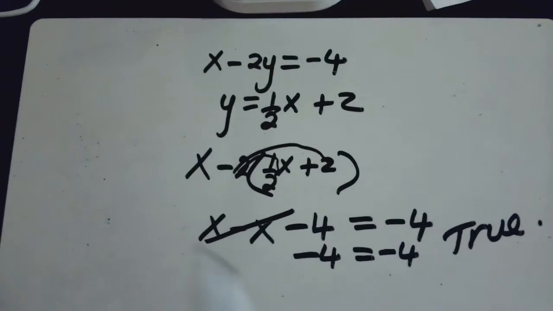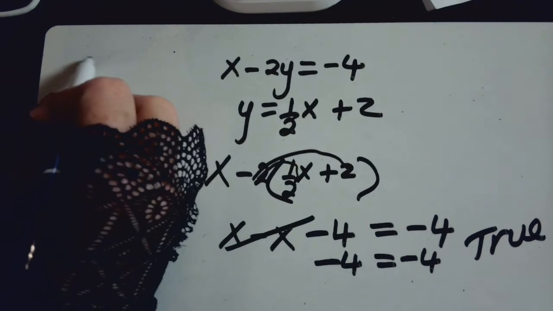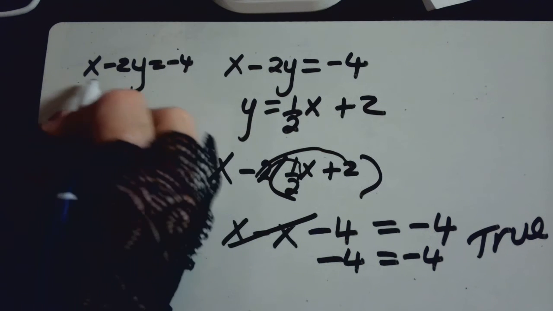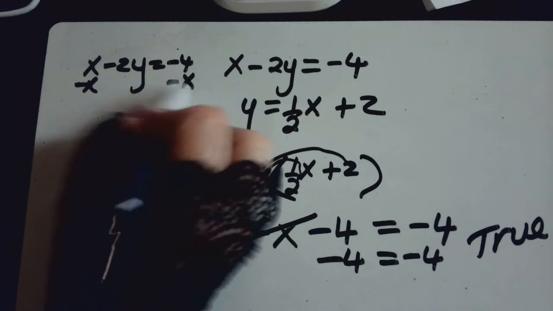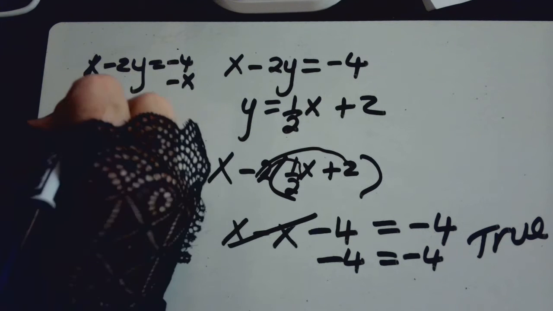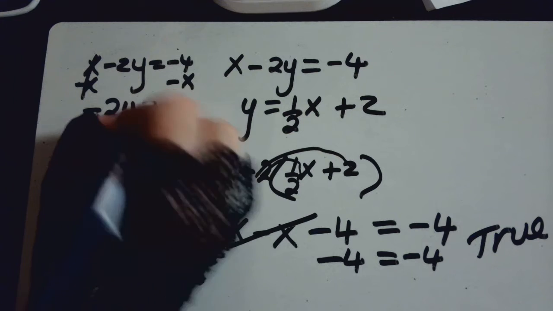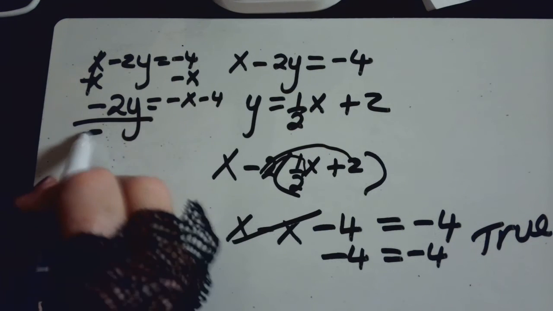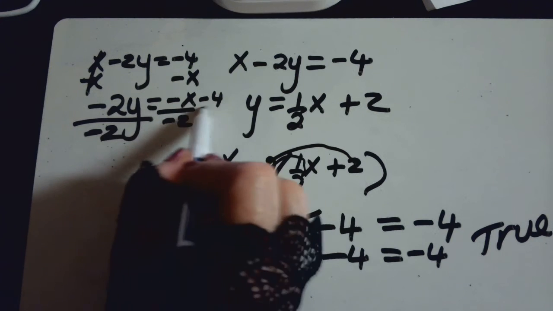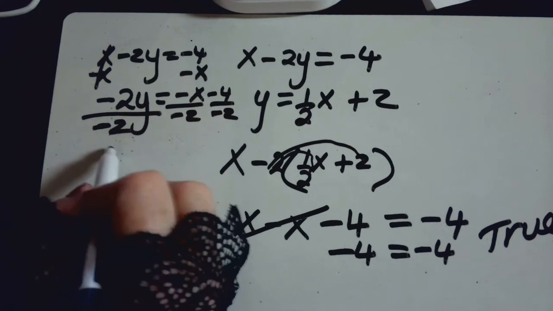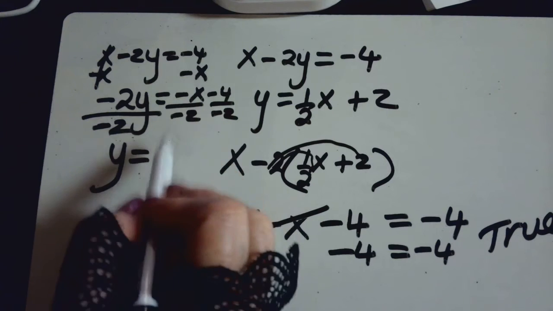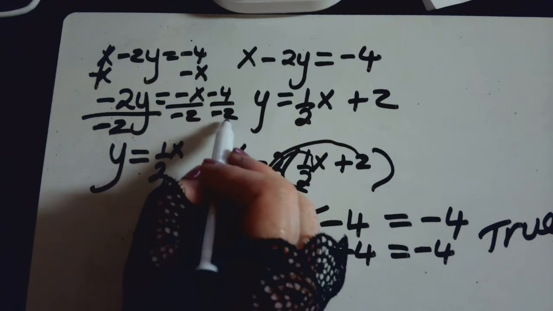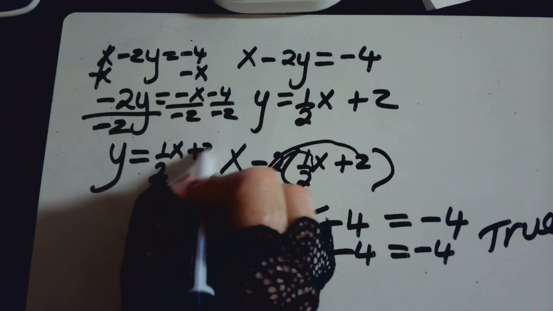But let's go ahead and do it. So I've got it right here. So x minus 2y equals negative 4. Subtract x, subtract x. Negative 2y equals negative x minus 4. Divide by negative 2, negative 2. And y equals negative divided by negative is going to give me a positive 1/2 x. Negative 4 divided by negative 2 is plus 2.